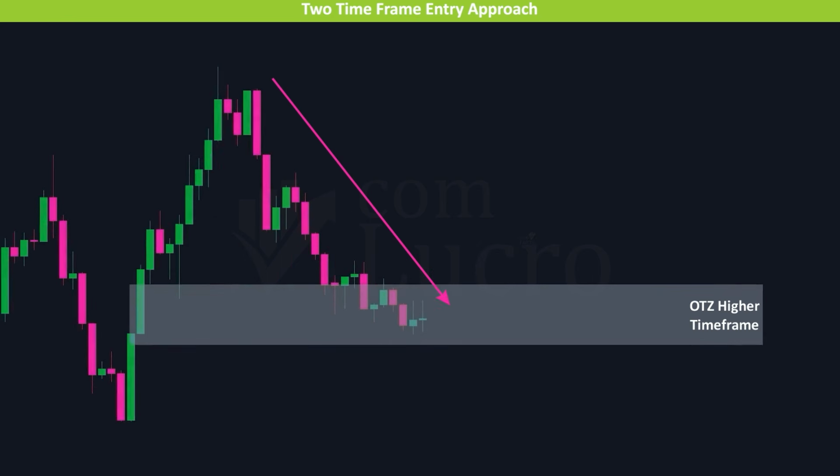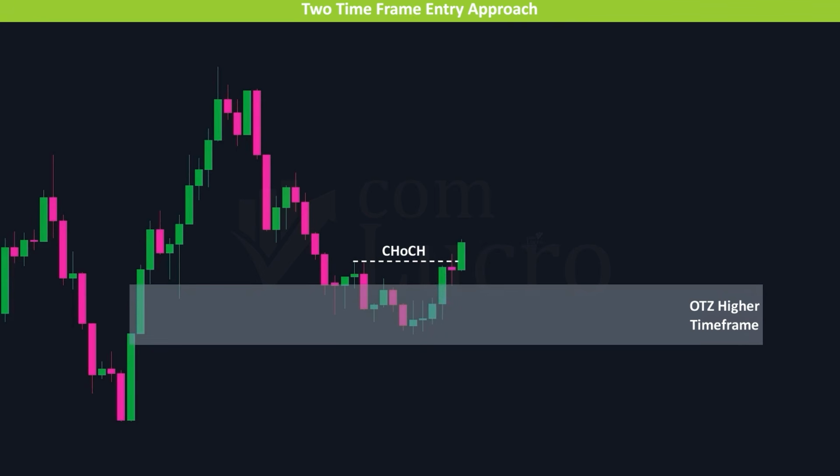However, on the lower time frame, this same pullback may appear as a short-term downtrend. Our objective, then, is to identify signals that show this lower time frame downtrend is coming to an end, allowing us to enter a long trade in alignment with the dominant bullish direction of the higher time frame.